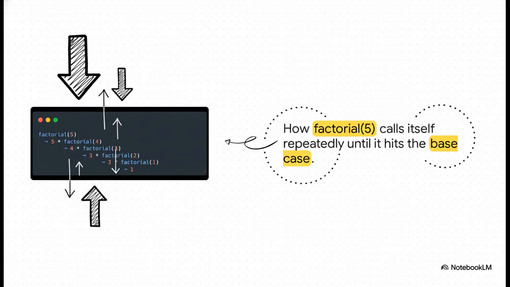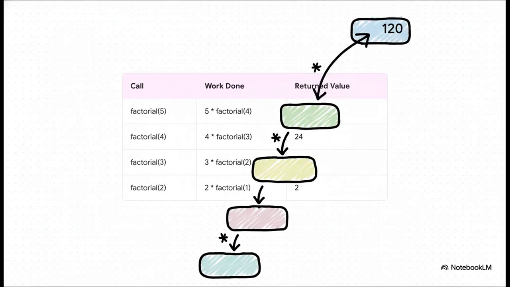And this visual just nails it, right? It shows that chain reaction. To figure out factorial of 5, the method first has to find the result of factorial of 4. And to do that, it needs factorial of 3, and so on all the way down the line. It keeps digging deeper until it finally hits that base case, factorial of 1, which gives it a real answer to work with.